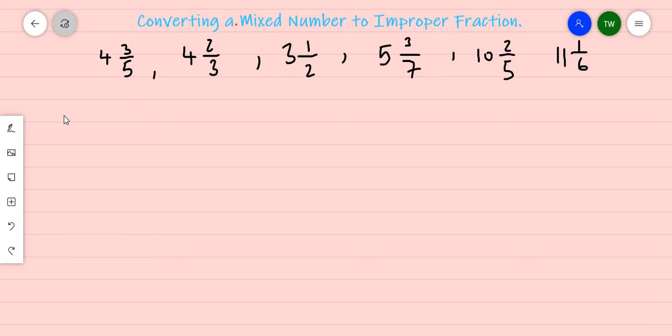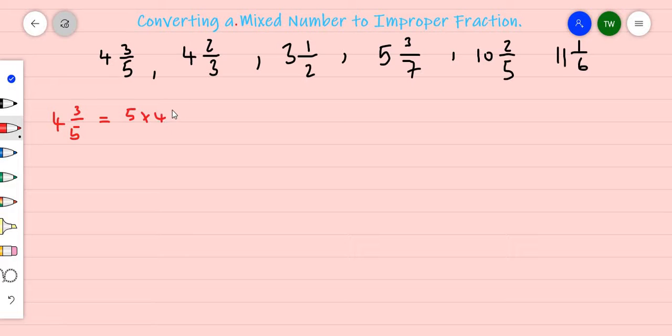So the first one that we're going to look on is 4 and 3 over 5. Now, if we want to convert this to an improper fraction, then this is going to equal to 5 times 4. Put that in a bracket. Plus 3, which is the numerator, all of that over the original denominator of 5.